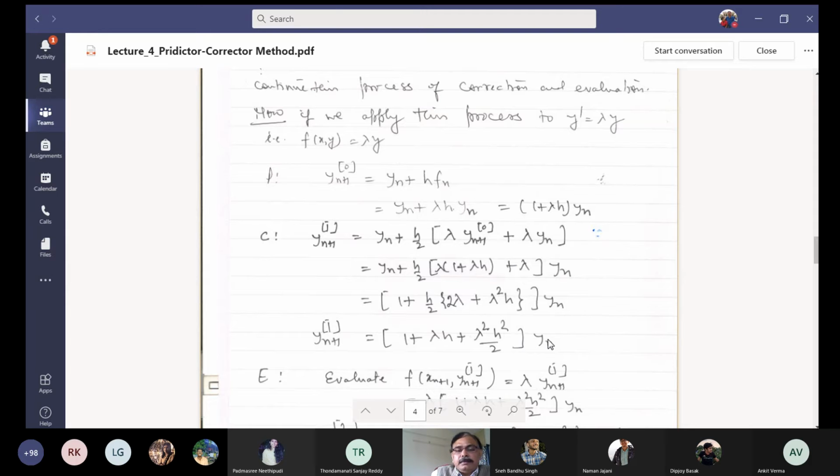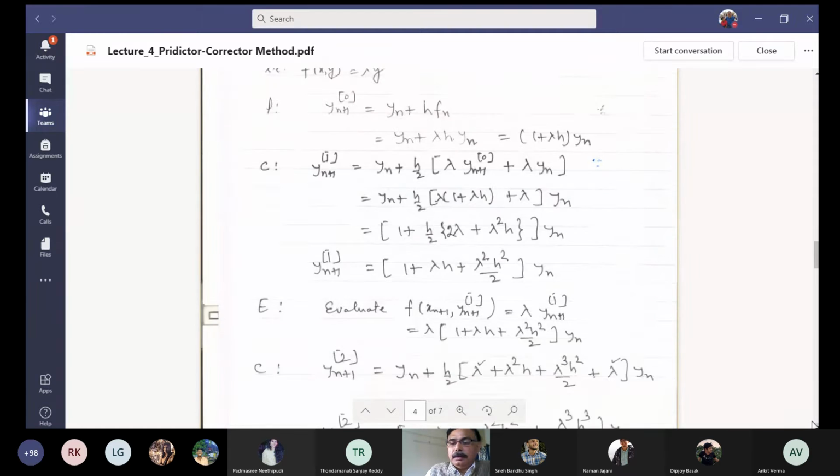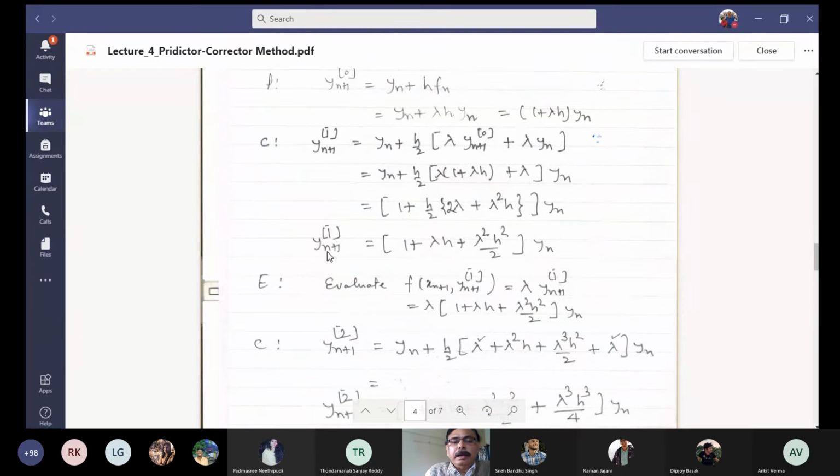Up to this it is clear? Yes, sir. Okay. So next we'll evaluate at this yn plus 1 1. So this function is your lambda y. So it is your lambda yn plus 1 1, and put the value of yn plus 1 1. So it is your lambda into this quantity into yn.